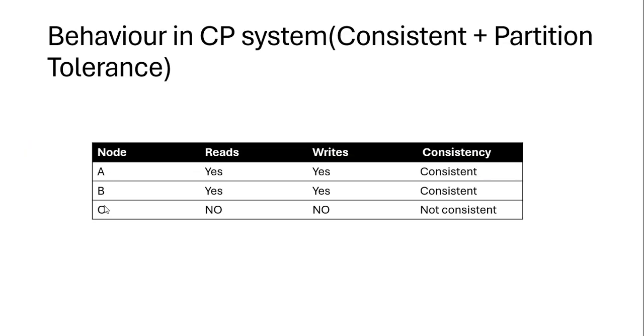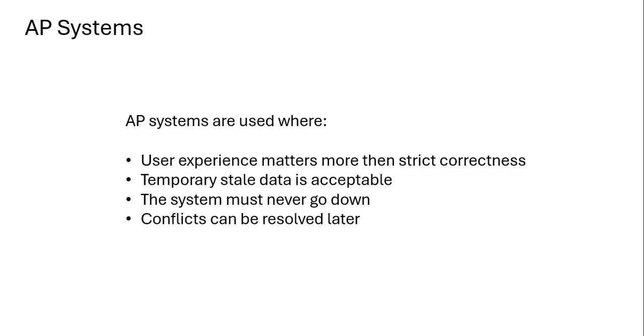That's what we mean. Since A and B are the only ones accepting read and write, both of them will have the consistent data. Definitely C is not accepting read and write, so it will not be consistent. That is what we mean by a CP system. So what are the use cases here?